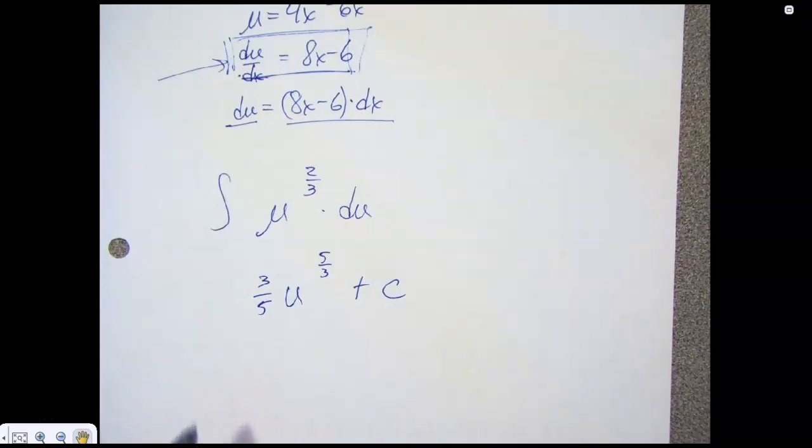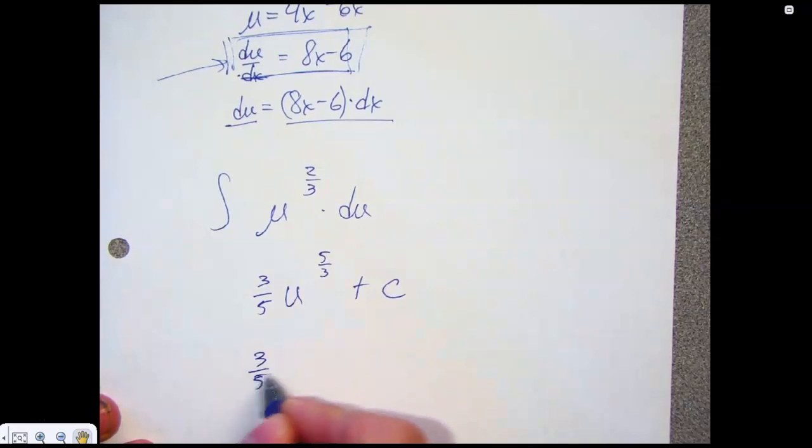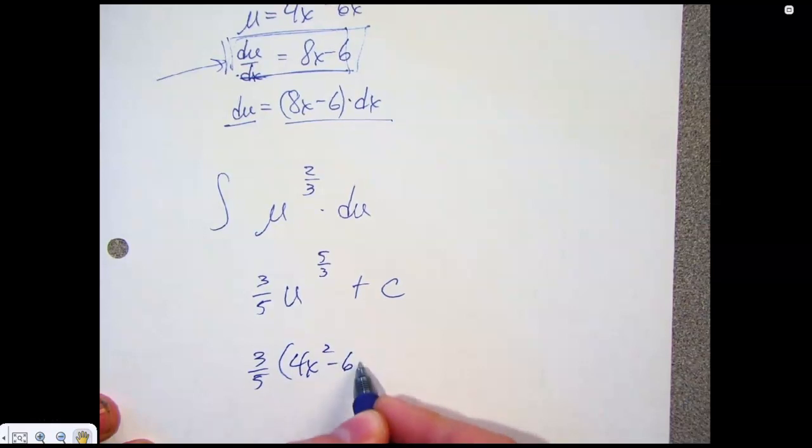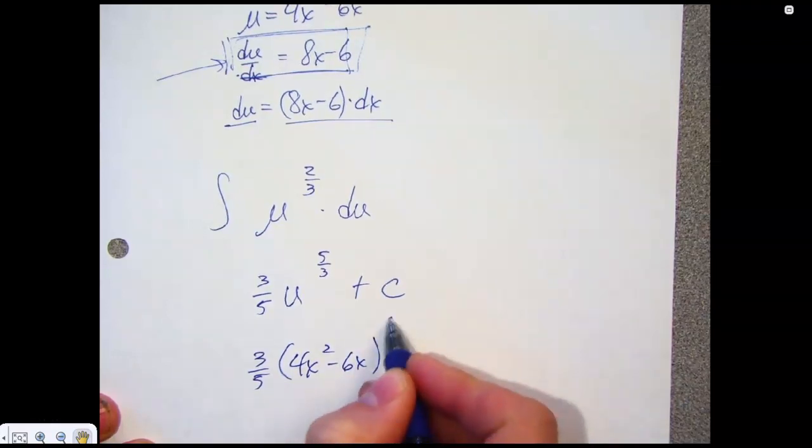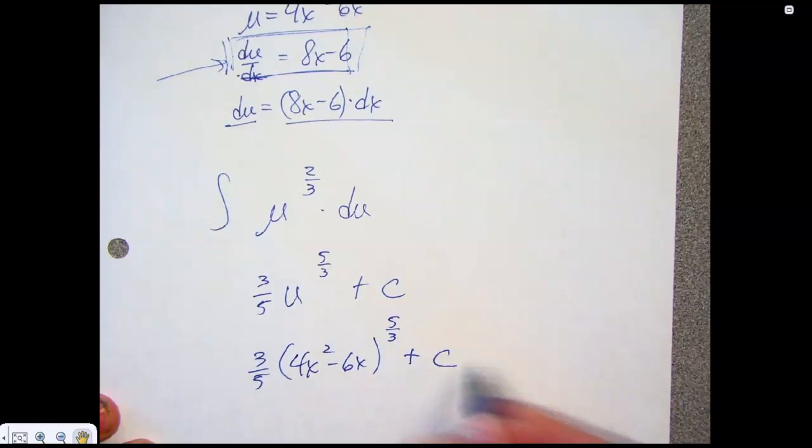And then don't give me your answer like that. The question was presented in terms of x's. Give me the answer in terms of x's. So 3/5 times 4x squared minus 6x. So 5/3, and then plus.